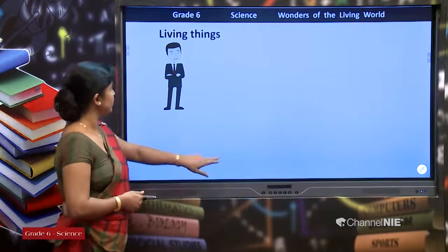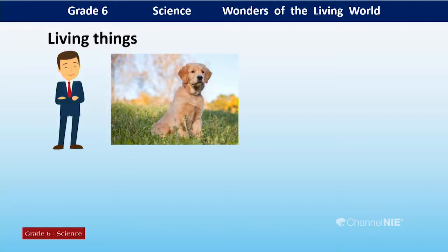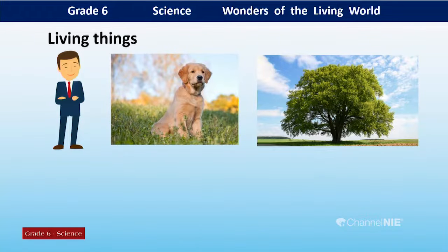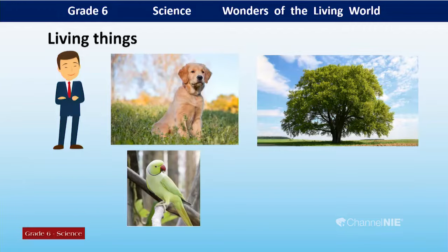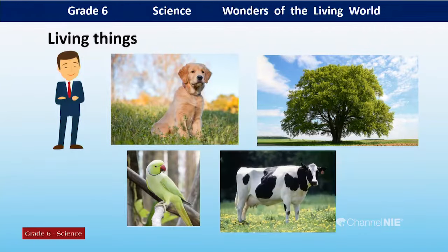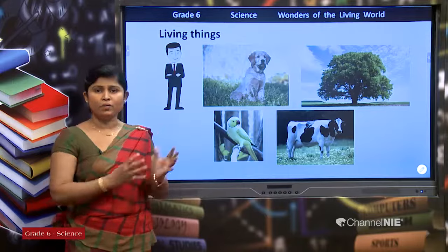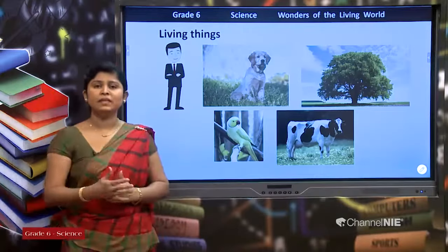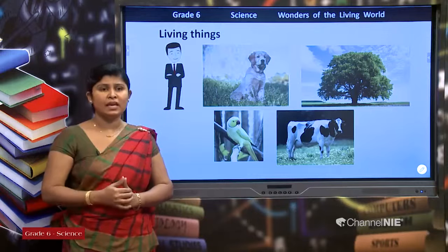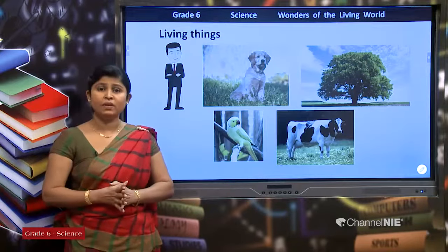The man, the dog, tree, then parrot and the cow. My dear children, you can understand that the pictures given on the screen indicate the living things. Can you tell me a feature of these living things? Yes, the size, weight or height of these organisms increase with time. They increase with their age. So, that is the feature of living things.